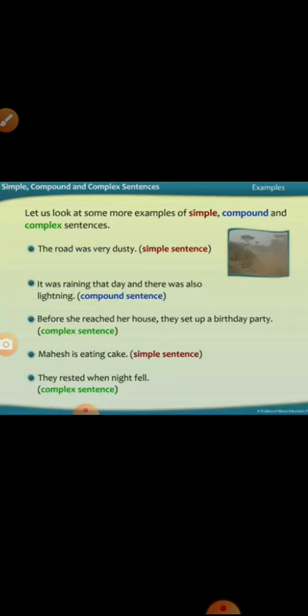Before she reached her house, they set up a birthday party. Now, here they set up a birthday party is the independent clause, but before she reached her house is a dependent clause, so it is a complex sentence. Mahesh is eating cake. So it is a simple sentence. They rested when night fell. So when night fell is the dependent clause and they rested is the independent clause. So it is a complex sentence.